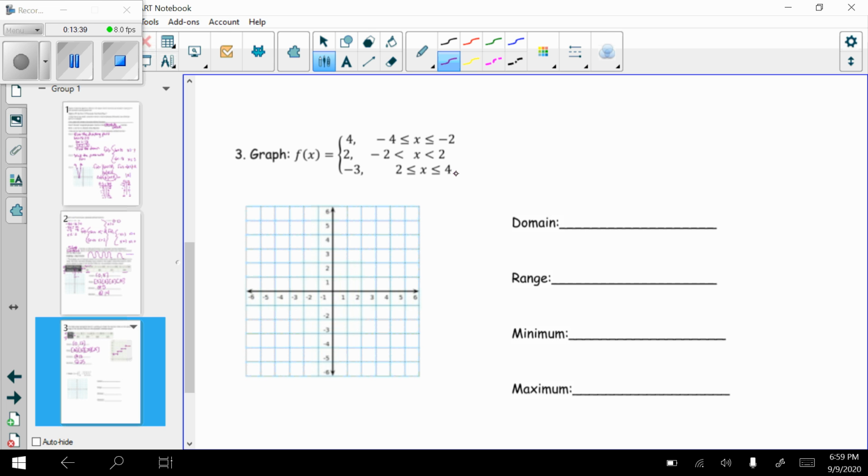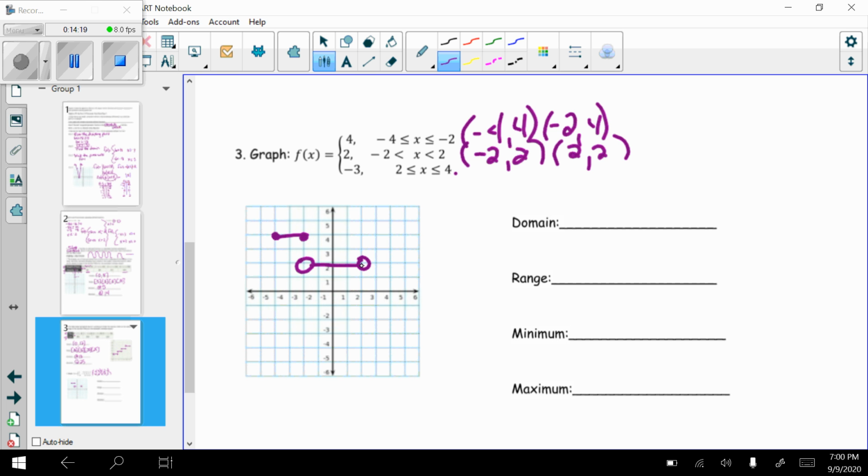So if I graph this, I'm going to start at the top with a 4. My x values are between -4 and -2. So basically, I'm plotting the points (-4, 4) and (-2, 4). And then I'm going to connect them, both closed circles. So (-4, 4) closed, (-2, 4) closed, connect. This next one, I'm plotting the points (-2, 2) and (2, 2), but they're both open circles here. So (-2, 2) open, (2, 2) open, connect.